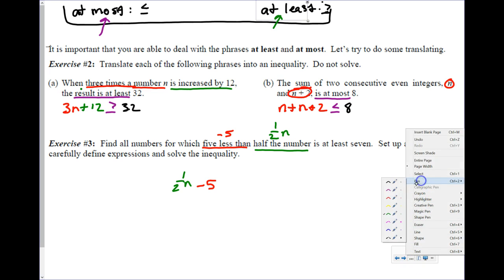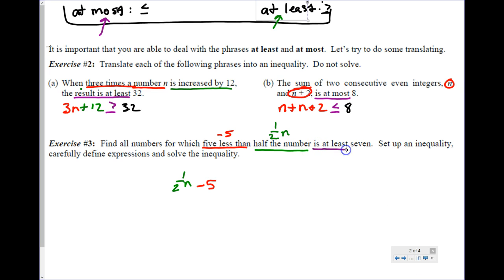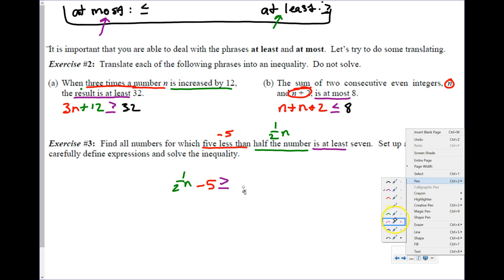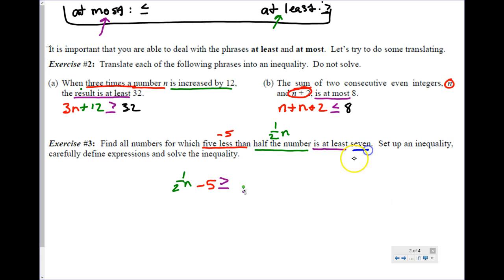Then I'm going to translate the next part. Is at least, remember I'm going to go back to my thing, at least is a greater than or equal to sign. Make that a little bit nicer. Okay, and the last part is the number 7. Okay. So there's my equation. I'm sorry, my inequality.